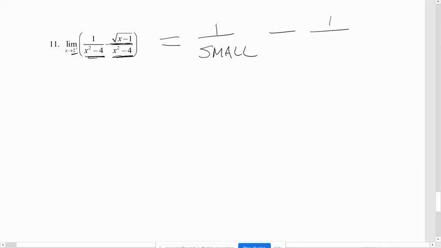There is no limit. On the bottom, it's going to be a really small number again. Where does it go? In this case, it's going towards infinity. 1 divided by a small number is infinity.